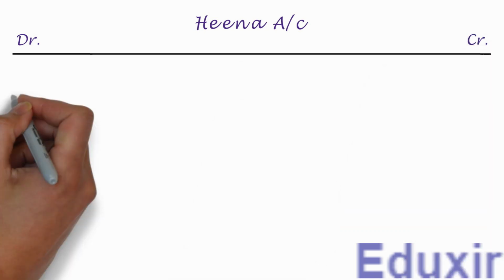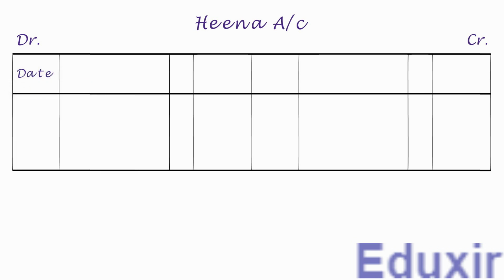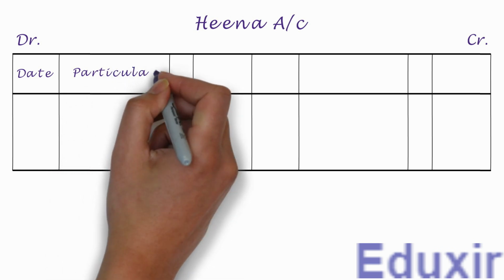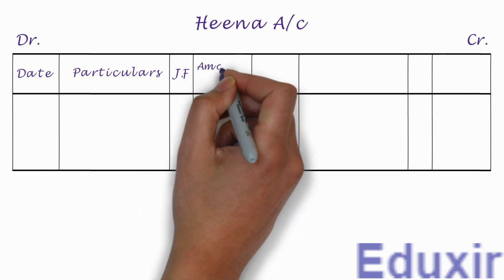Let us then write the headers DR and CR to designate the debit and credit sides respectively. Let us now have the column headings for date, particulars, journal folio and amount in rupees on the debit side.